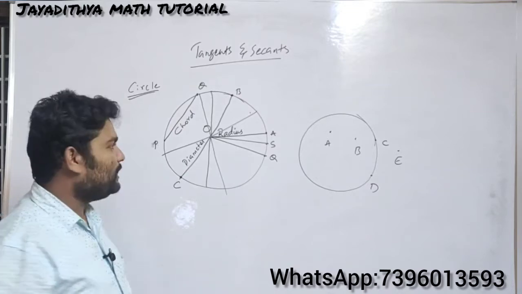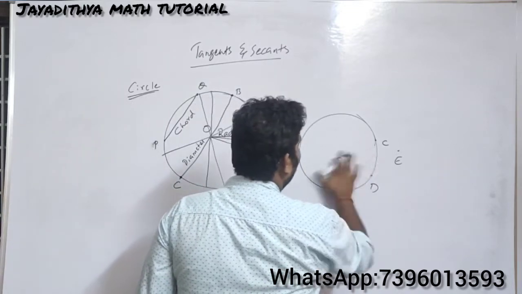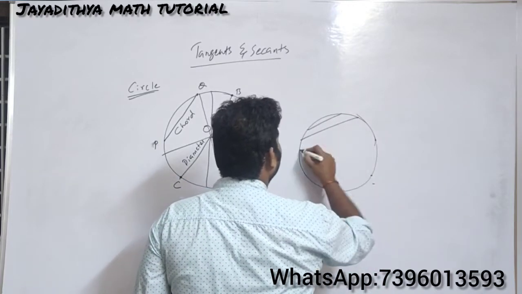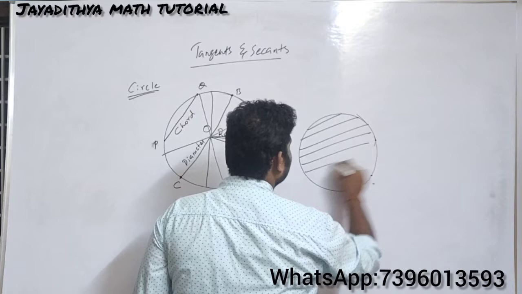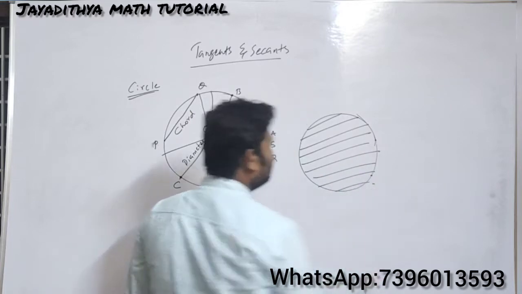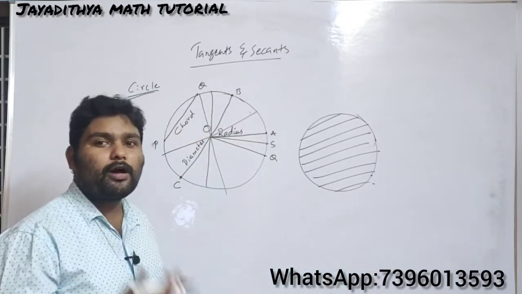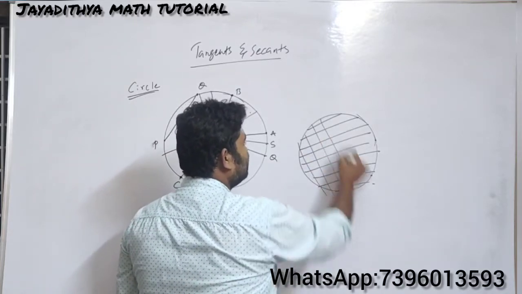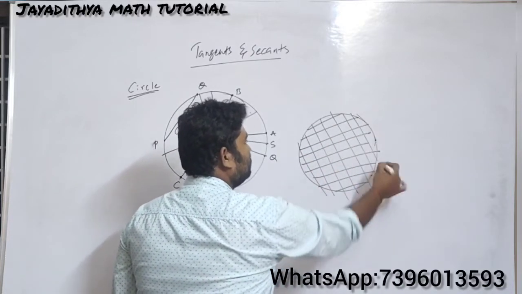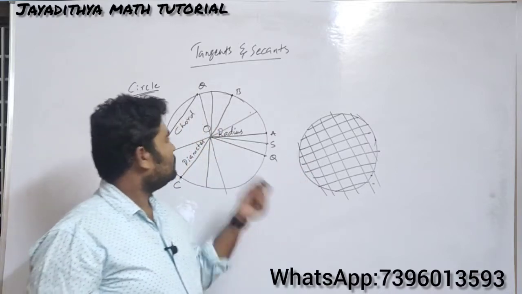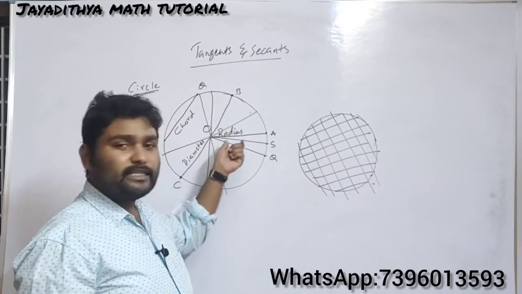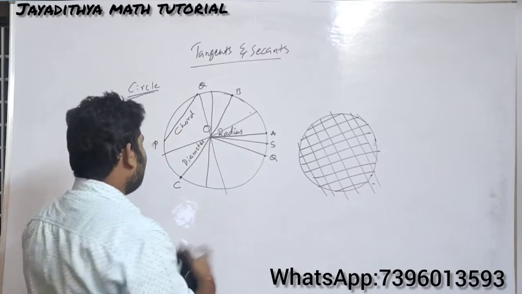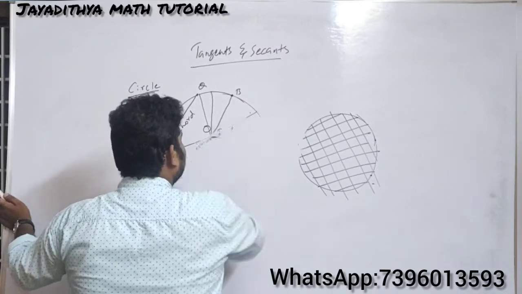How many chords can be drawn? Let us see. 1, 2, 3, 4, 5, 6, 7, 8, 9. Only 9? No, you can draw infinite lines here also, like this. So these are also the chords. Clear? So there are infinite radii, diameters and chords. Okay. Let us go for the other case.